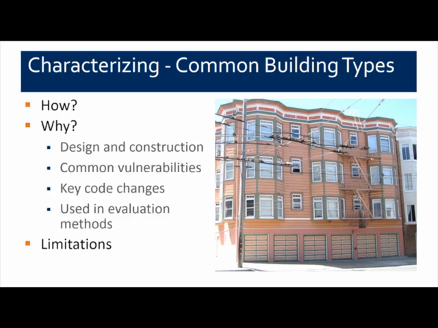So why is it that the engineer would tend towards these things to talk about them? Well, these characteristics and these building types tell us a lot about what the design and construction might have been at the time the building was originally constructed. They tell us a lot about what might be vulnerabilities that have shown up in previous earthquakes that could potentially show up in your building.